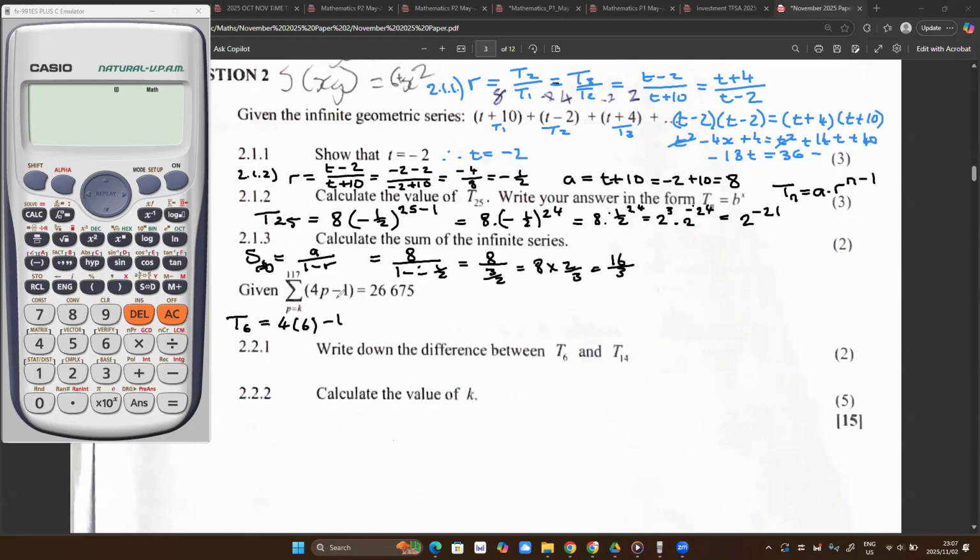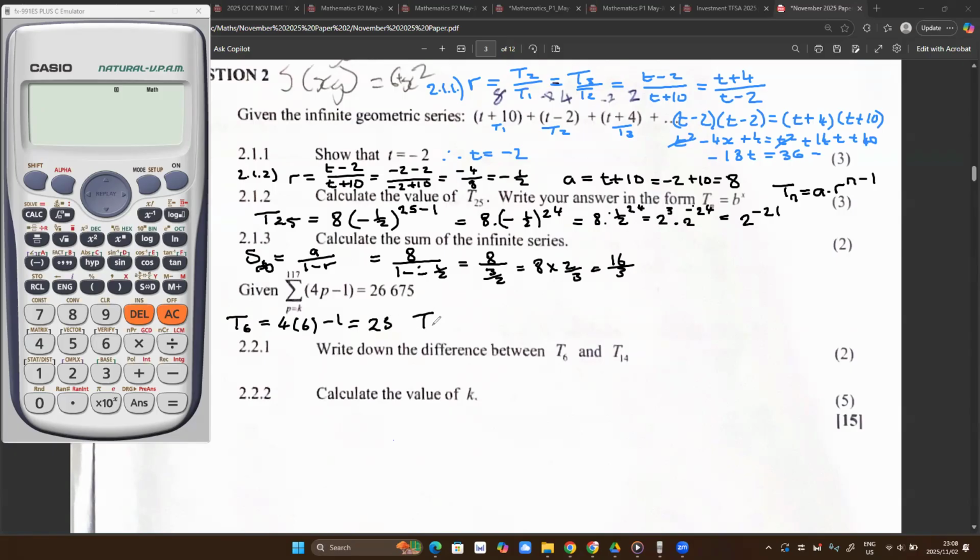Now, I'm just going to say, when you see the sigma notation and you see 4p, this is going to be arithmetic, because the next one, T7, will be 4 times 7. So it'll just go up by 4 each time. If you have a to the power of p, something like that, then you know that it is a geometric sequence because it's being multiplied. Okay, so that is going to be 23.